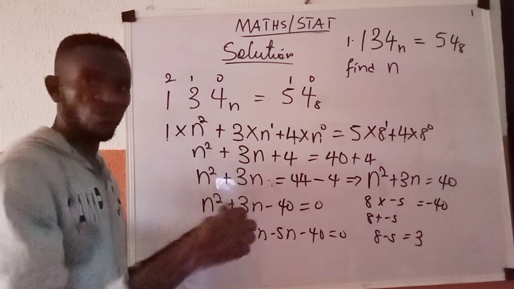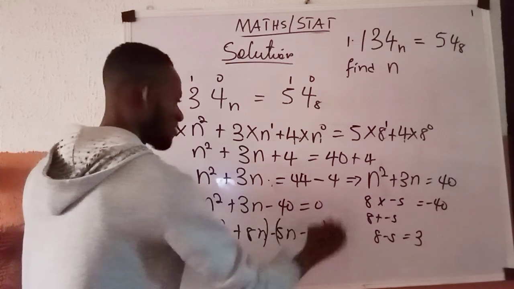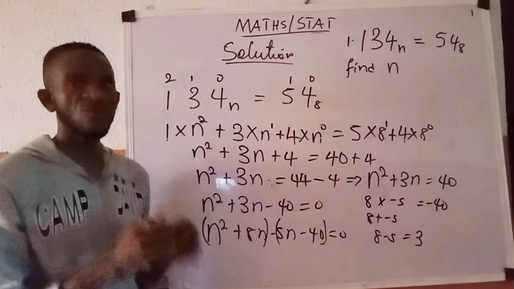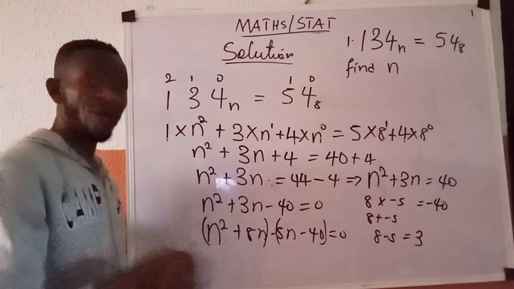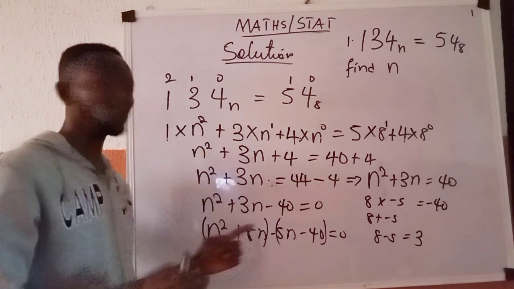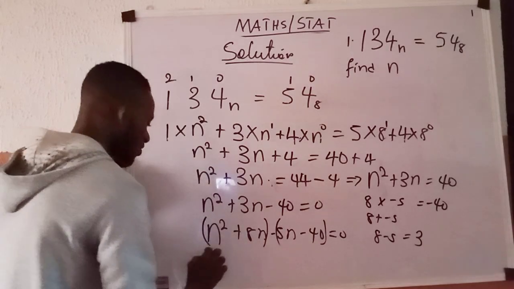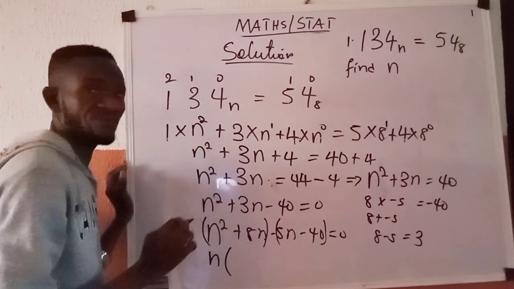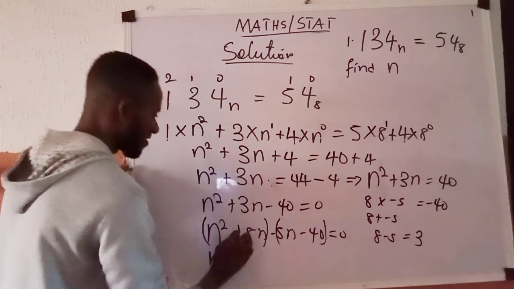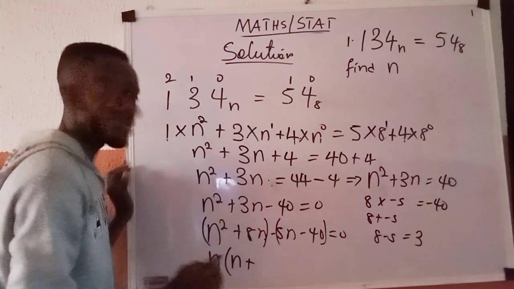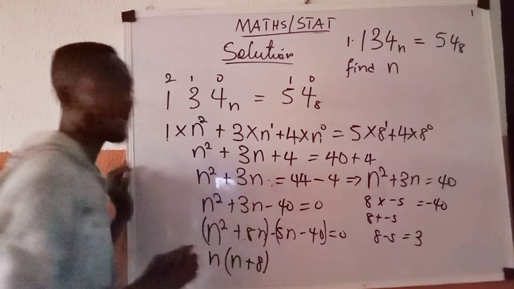At this point in time, you group it into 2. You open here and you close. You open here and here you close. Then you factorize each of the brackets. You look for a number or a letter that can go into this and into this without remainder. And in this case, we are looking at n. So I have my n, open the brackets. Then n raised to power 2 divided by n will give me n. The sign here is plus. 8n divided by n will leave me with 8. I will close the brackets.